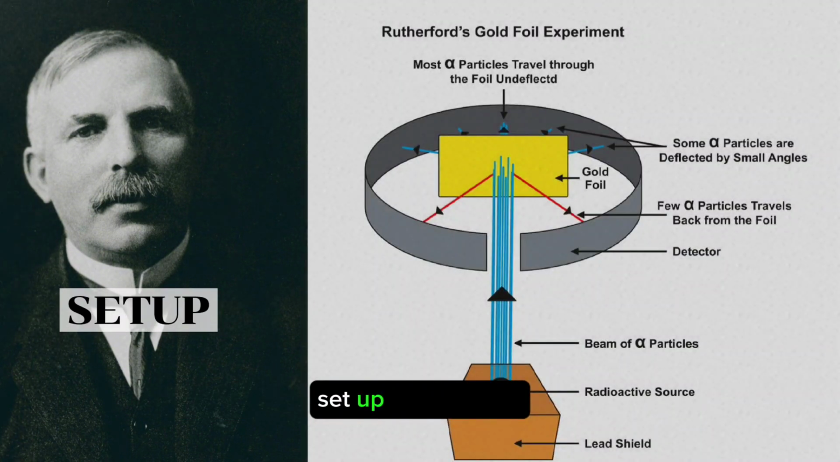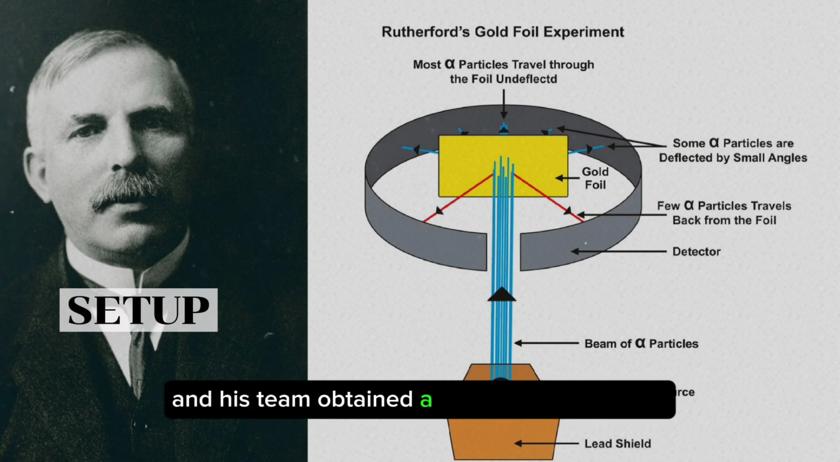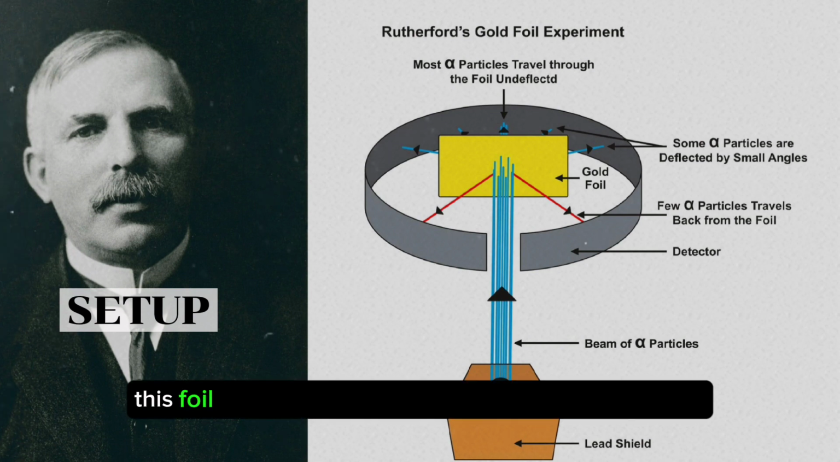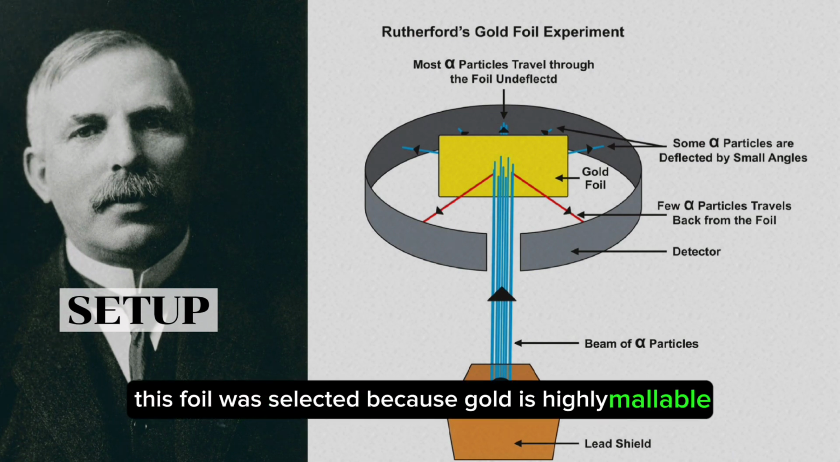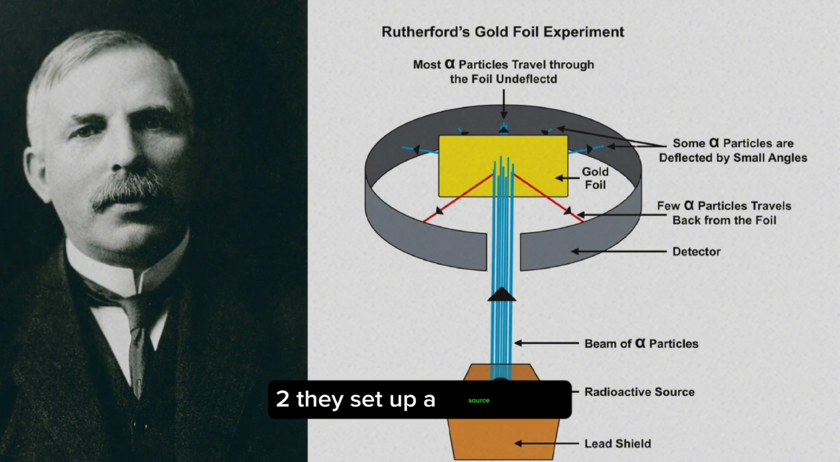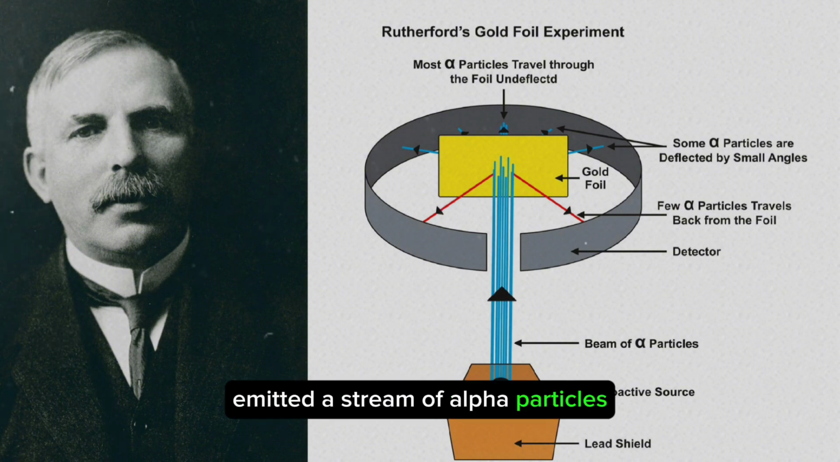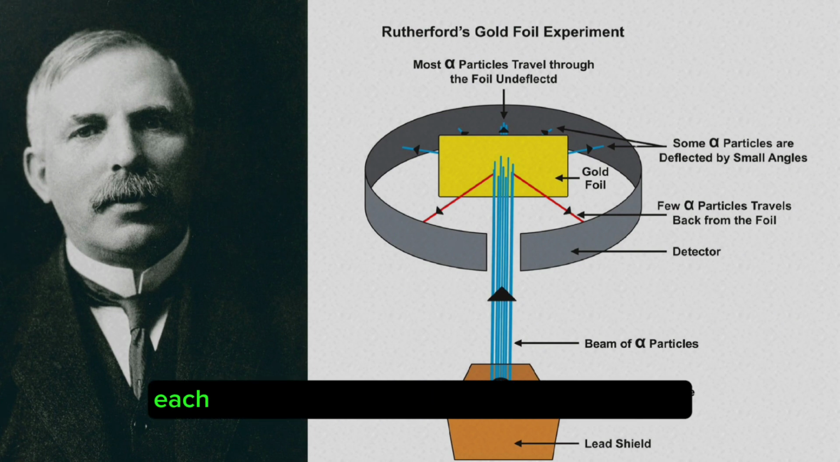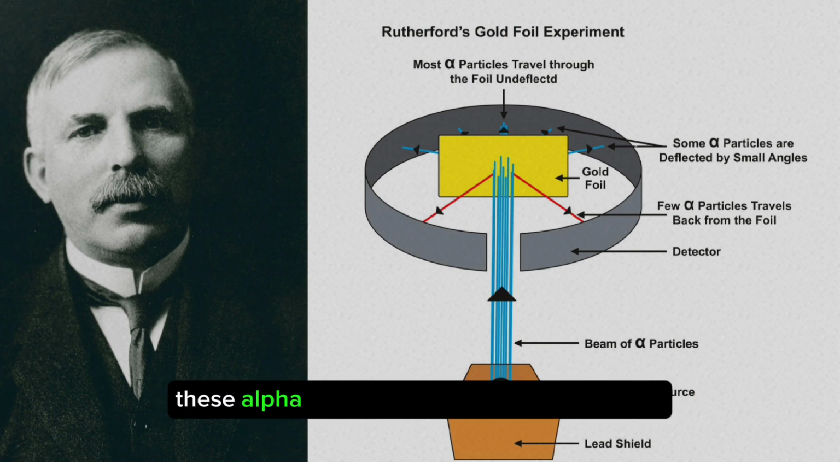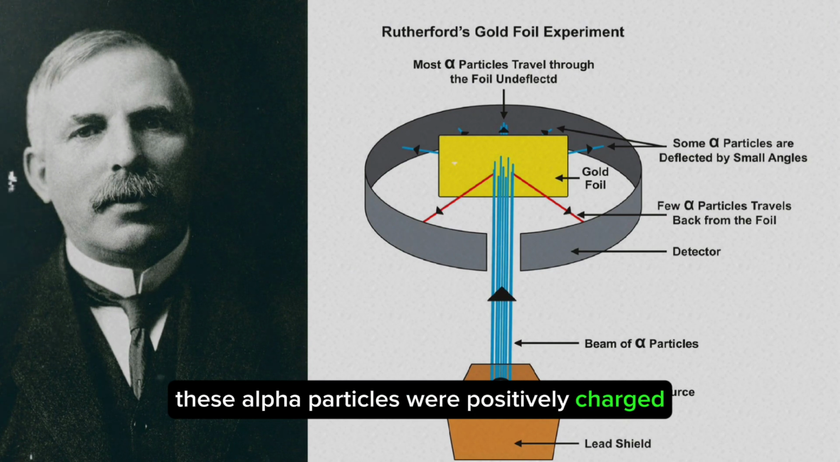Setup: 1. Rutherford and his team obtained a thin sheet of gold foil just a few atoms thick. This foil was selected because gold is highly malleable and can be made extremely thin. 2. They set up a source that emitted a stream of alpha particles, helium nuclei, each consisting of 2 protons and 2 neutrons. These alpha particles were positively charged.